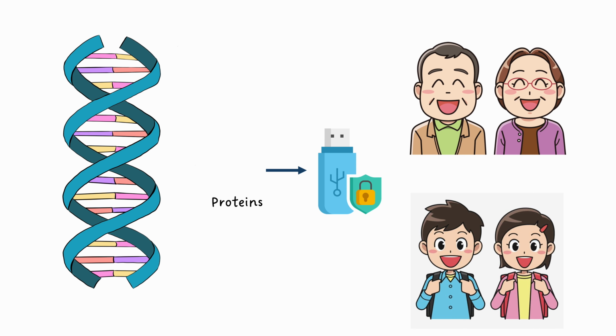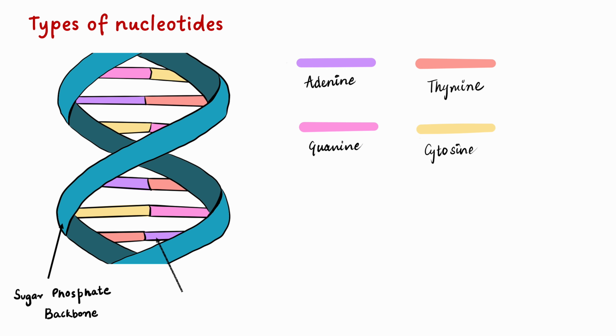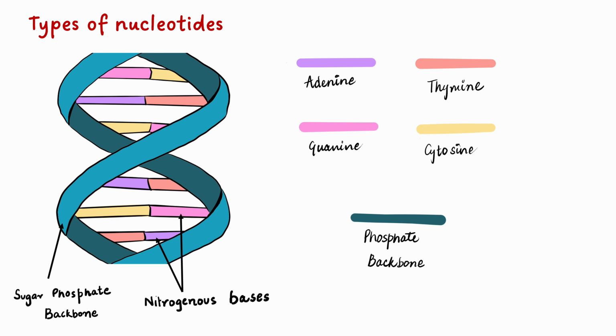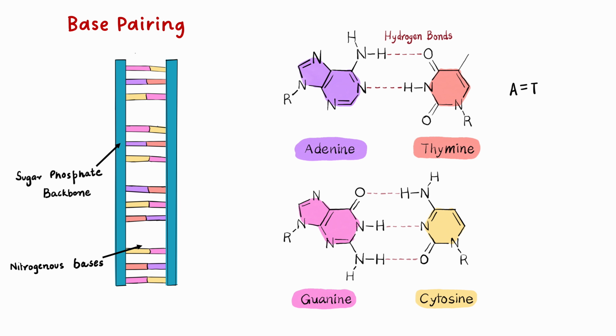parents. The rungs of this ladder are made of pairs of molecules called nucleotides. There are 4 types of nucleotides in DNA: adenine, thymine, guanine, and cytosine. The phosphate and sugar molecules form the backbone of the DNA strand, holding everything together. Adenine always pairs with thymine via 2 hydrogen bonds, and cytosine always pairs with guanine via 3 hydrogen bonds.